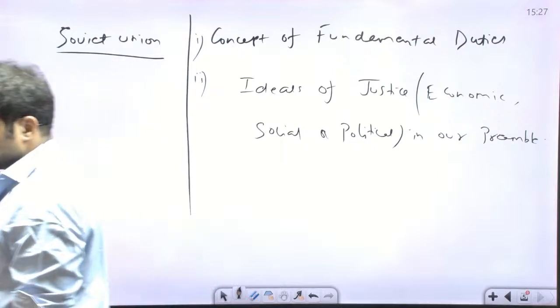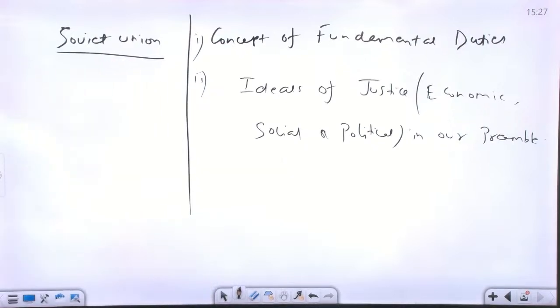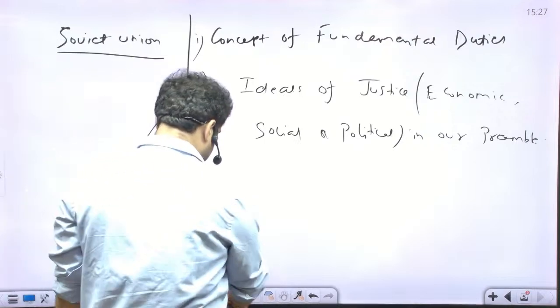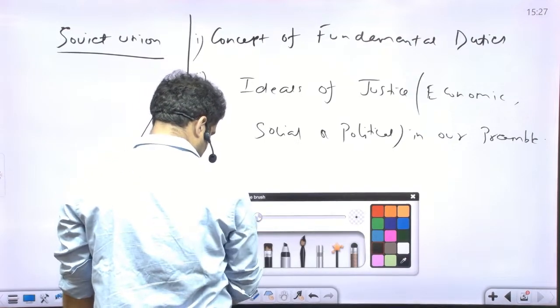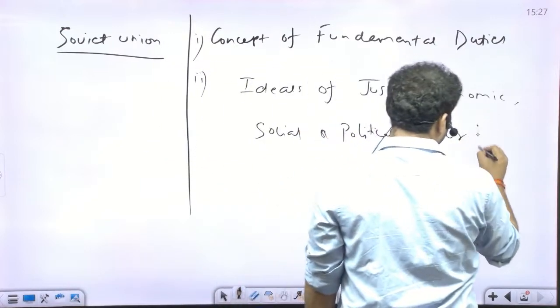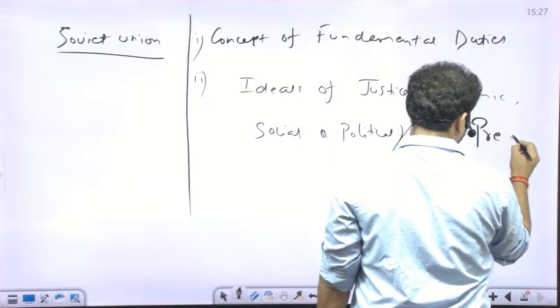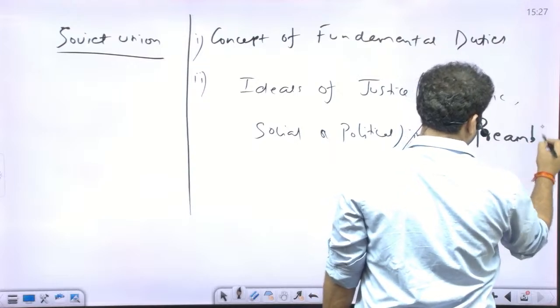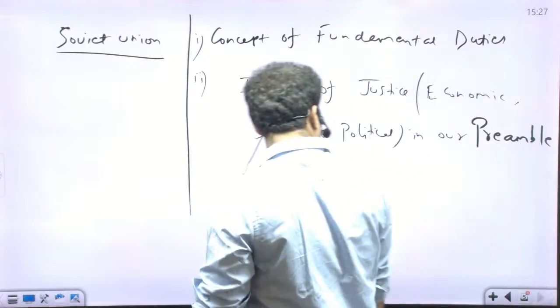Ideals of justice. Justice of how many types? Of three types: social, economic, and political, in our preamble.